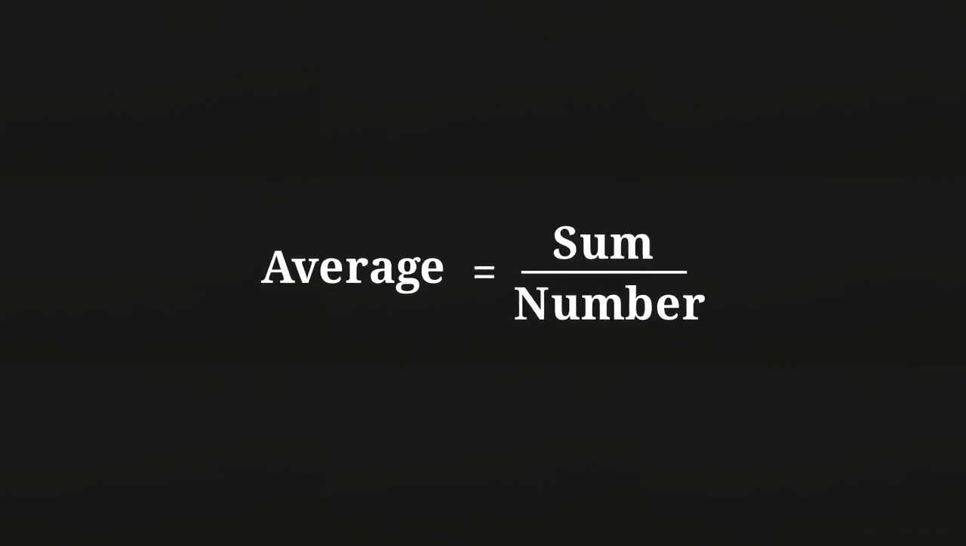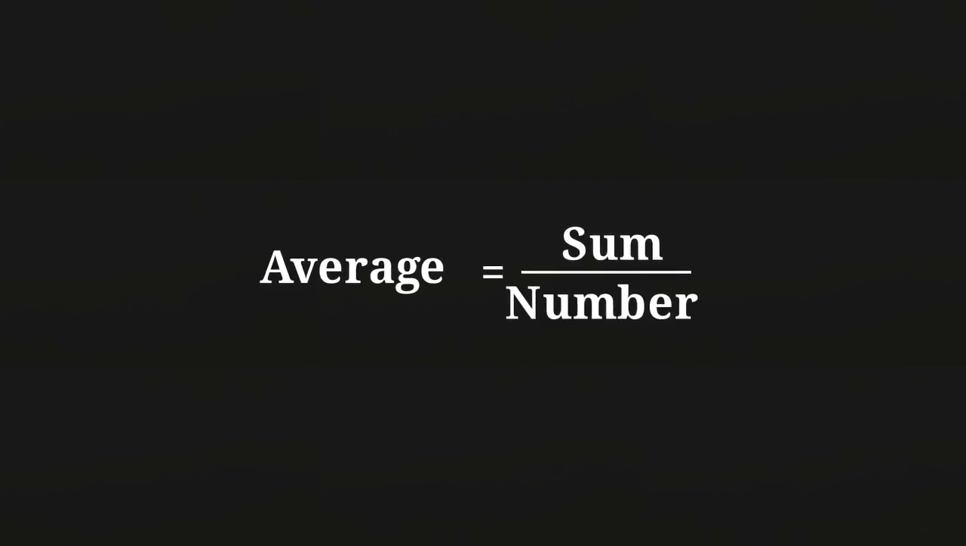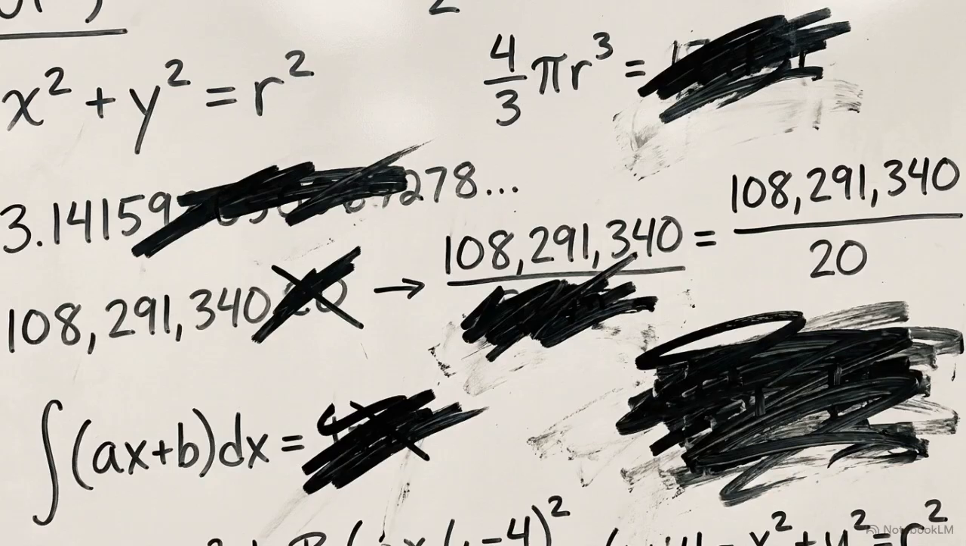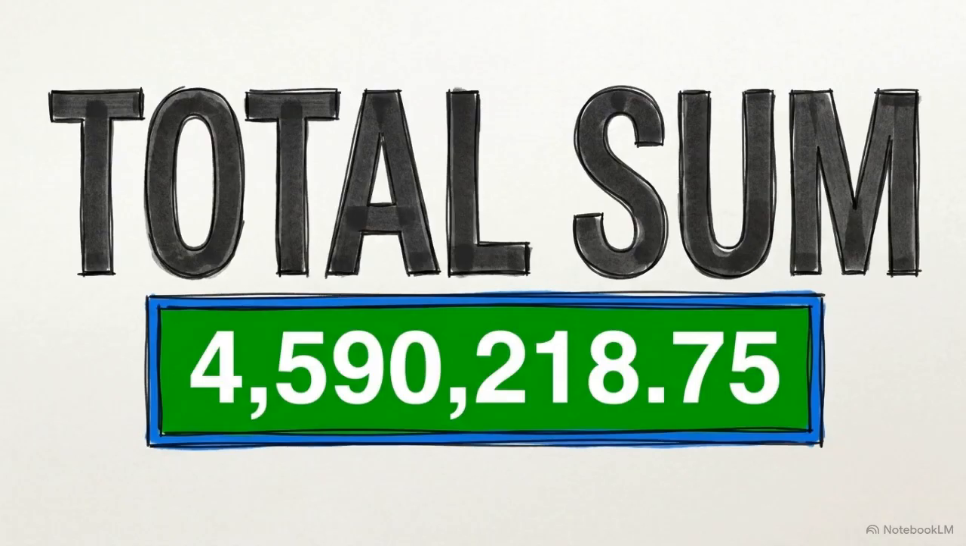To bypass these traps, we rely on one operational rule. We are taking the standard average formula and rearranging it. Our golden rule is total sum equals the average multiplied by the number of observations. Examiners construct tricks by hiding or overlapping individual averages. However, absolute totals are rigid. Calculating the total sum forces the true numbers to the surface.